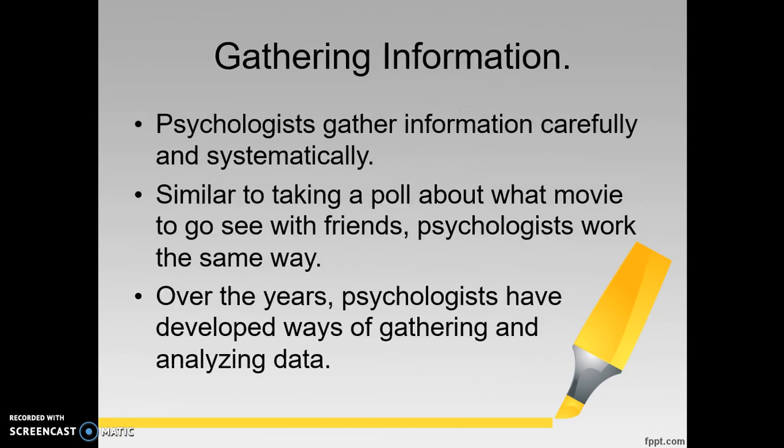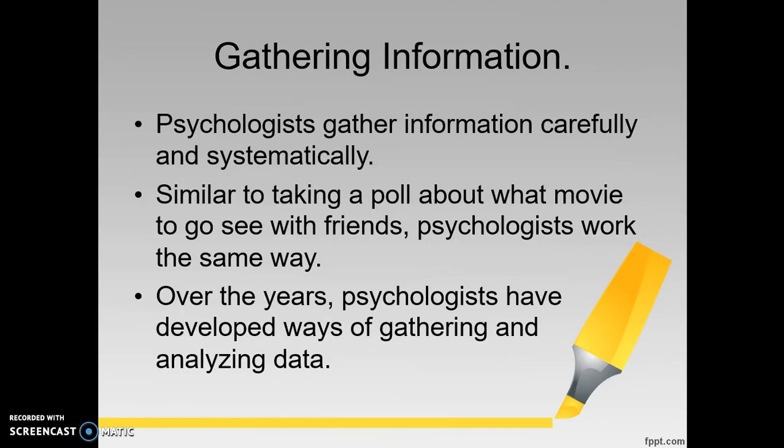So, gathering information. Psychologists gather information carefully and systematically. Similar to taking a poll about what movie to go see with friends, psychologists work the same way. So you might ask your friends, hey, there are these three movies out there, what movie would you like to see? Maybe two friends say this movie, you say that movie, and another friend says another movie. And maybe you all agree, okay, since you all voted and completed the poll, that you're going to go see movie A. And this is how psychologists tend to do research too, okay? We'll talk about a survey in a little bit.